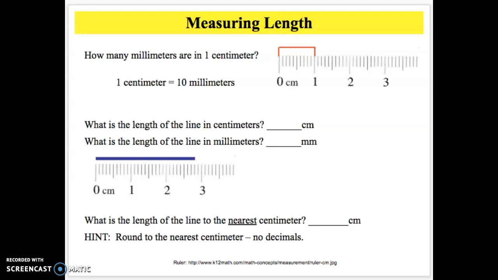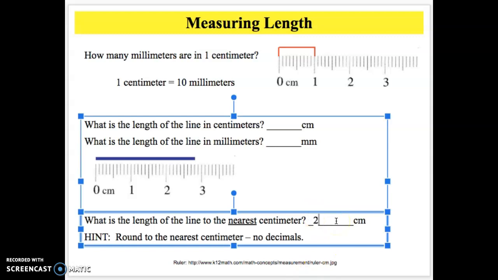The next question says, what is the length of the line to the nearest centimeter? So here we are rounding. Now, we know that we are going to normally round to the 100th place in this classroom, but because we only have to the 10th place, we have 2.5 centimeters, so we're trying to round to the nearest whole number. We know that with 5 or up, you have to round the whole number up, and then 4 or down, you have to keep it the same. So because it's 2.5, your answer is going to be 2 centimeters.